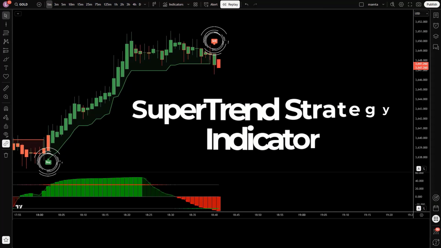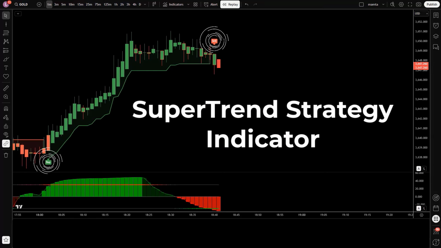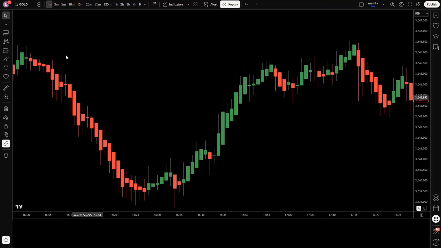The buy and sell arrow we see in the chart is the Supertrend strategy indicator. Let us now understand the trading setup. We open the gold 1-minute chart. This strategy works well on the 1-minute time frame, as this strategy is unique as no one has ever told you about it before.